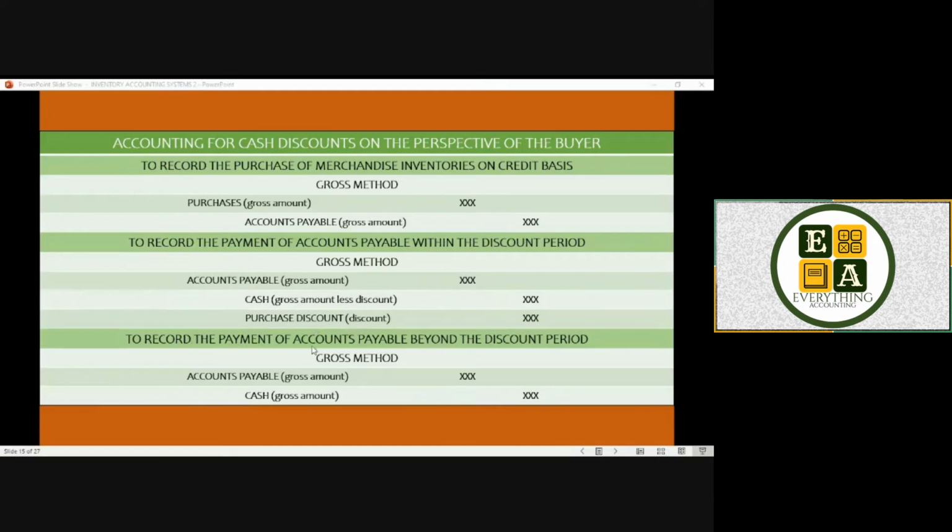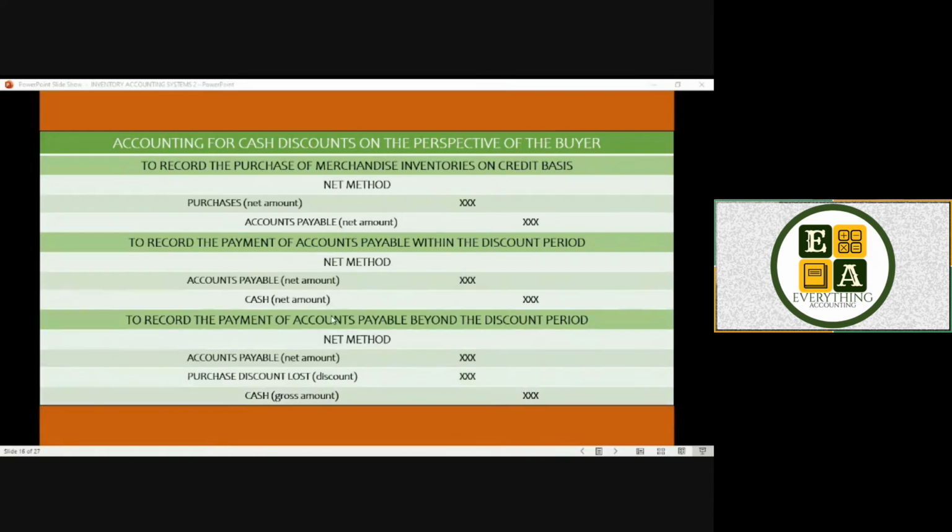Then to record the payment of accounts payable naman, pag beyond discount period, lahat po naka-gross amount. Wala po tayong purchase discount na i-record kasi nagbayad tayo beyond the discount period. That is gross method. Take note of the debits and credits.